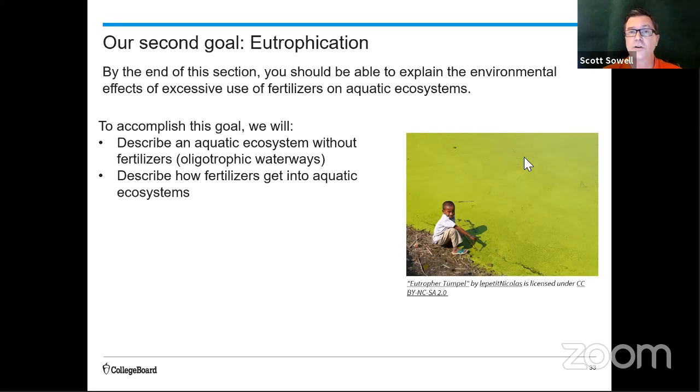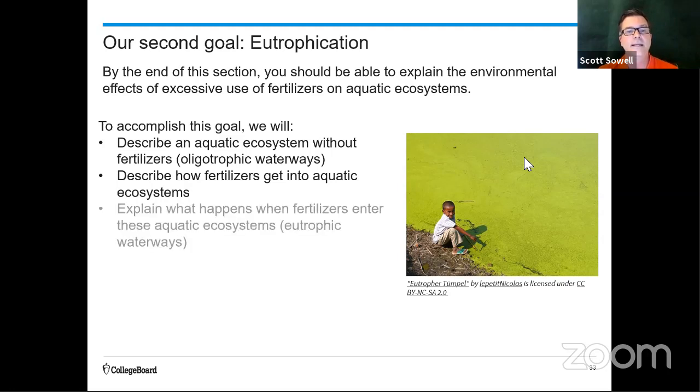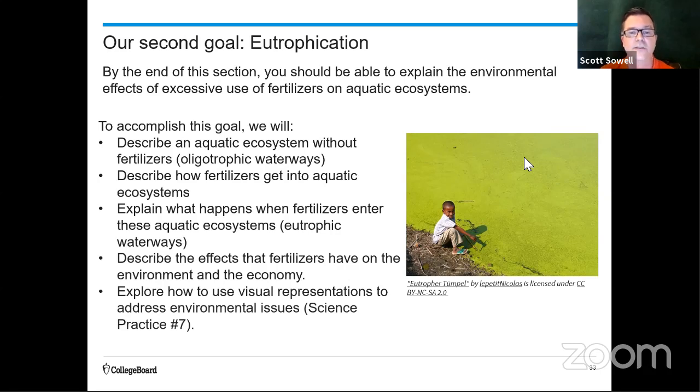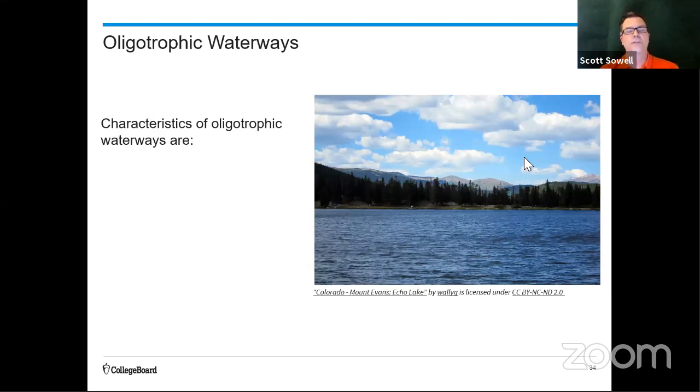Then we'll talk about how those fertilizers get into those systems. And you should probably already start thinking about those non-point sources, agricultural runoff, inorganic fertilizers that Ms. Fassler talked about yesterday. And then once those fertilizers get in there, we now have a system that is eutrophic. So we're going to go from oligotrophic to eutrophic. And then we're going to talk about what are the effects of that on not only the environment, but the economy. And finally, we'll again look at how visual representations help us to do that. So let's do oligotrophic first.